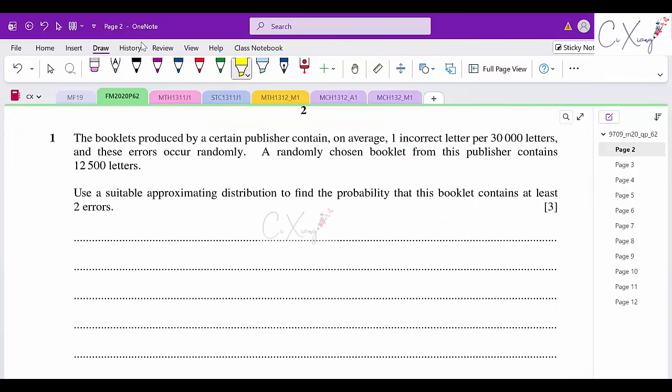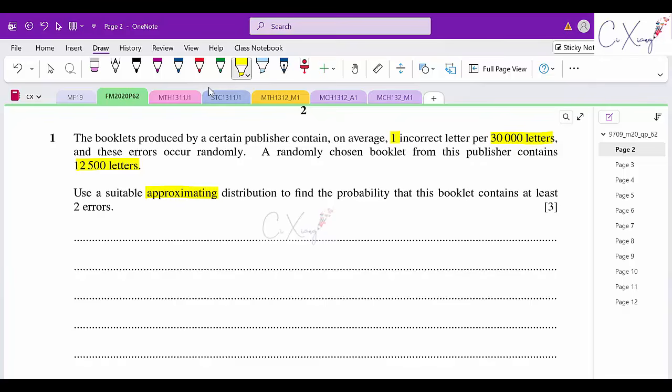The booklet produced by a certain publisher contained, on average, 1 incorrect letter for 30,000 letters, and these errors occur randomly. We have a booklet from this publisher containing 12,500 letters. We want to use a suitable approximating distribution to find the probability that this booklet contains at least 2 errors. Highlight the keyword approximating.